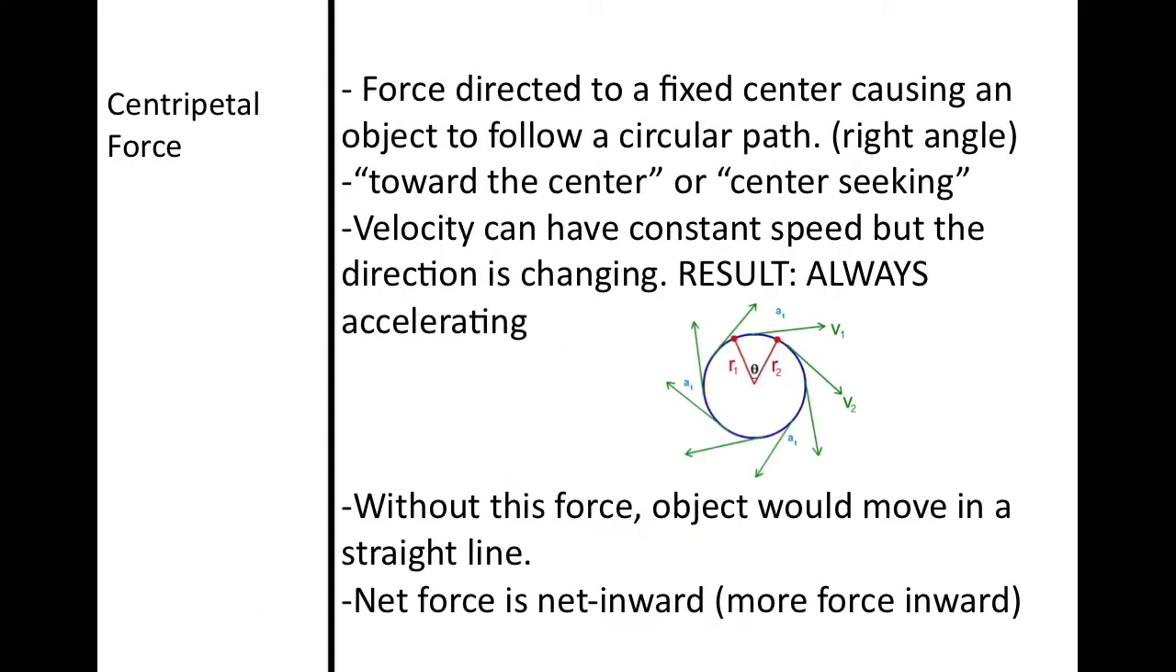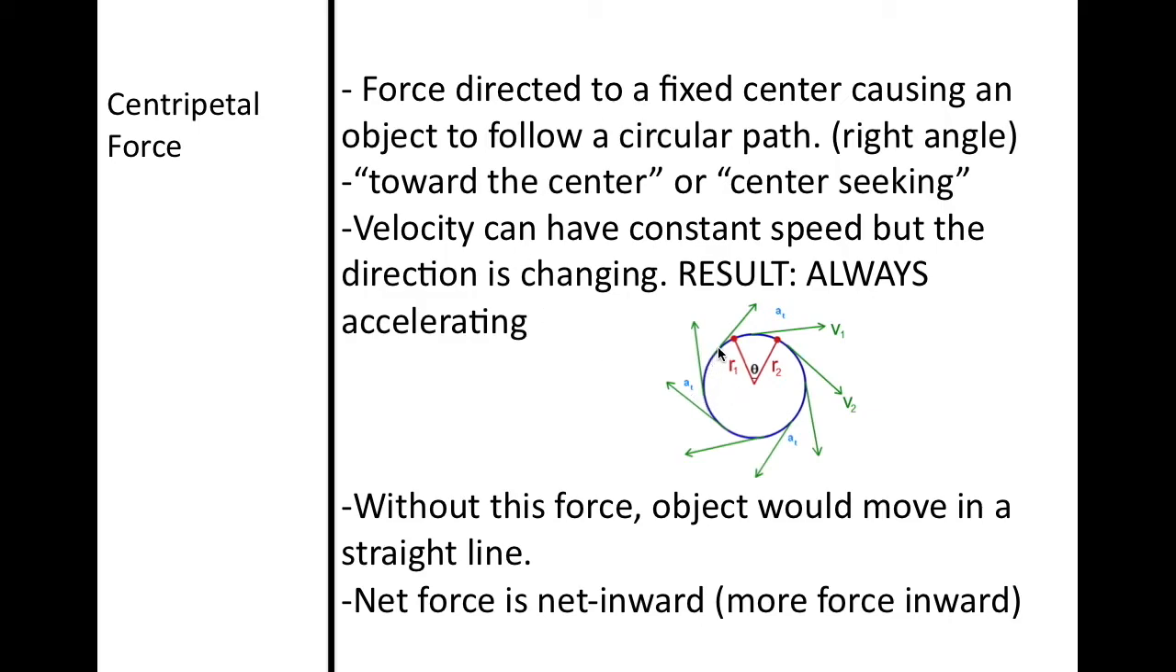Now, centripetal force, when we're talking about circular motion, everyone always thinks of this. So centripetal force, what is it? It is a force that's directed to a fixed center. It causes an object to follow a circular path. And remember, it always creates a right angle with the radius. It means toward the center, or center seeking. If you look in this picture right down here, you'll see the radius here. This is the direction of the force, so it pulls the object into the center. You're going to notice that the velocity can have constant speed, but the direction is always changing.